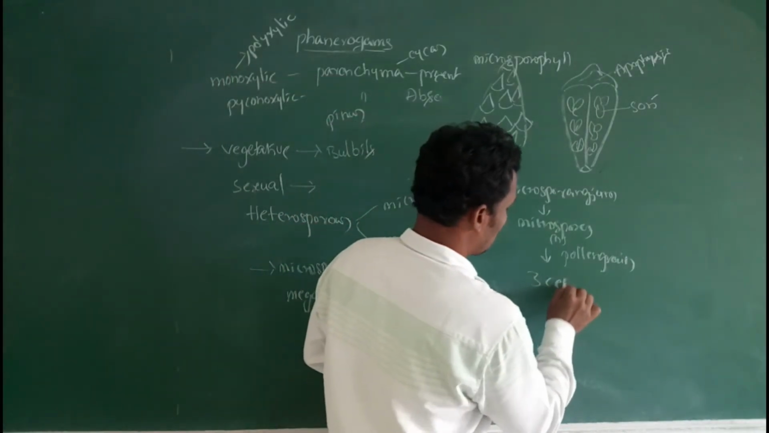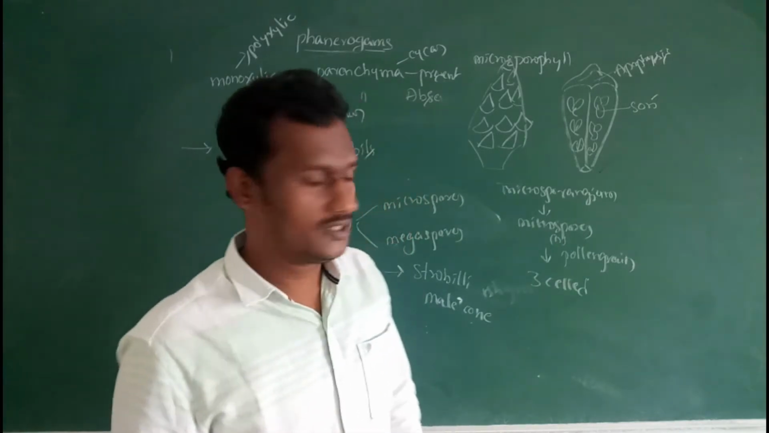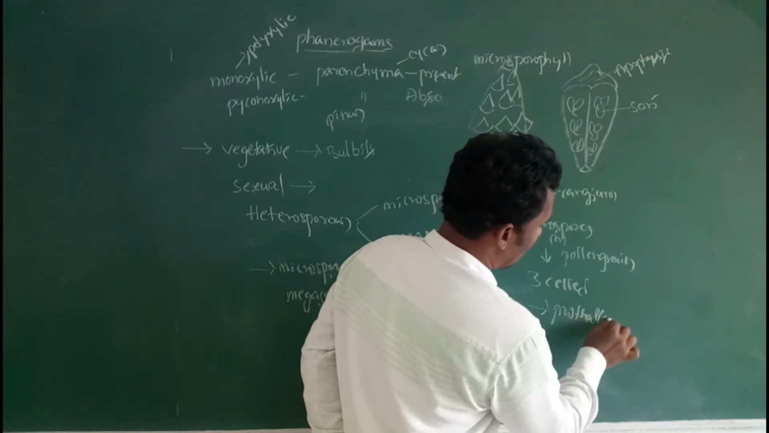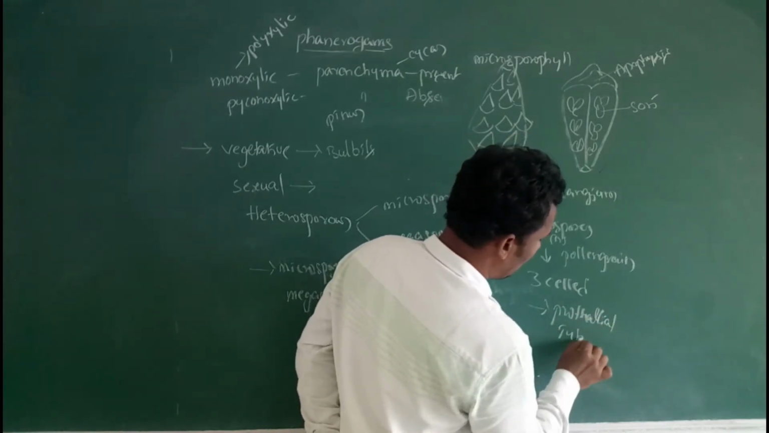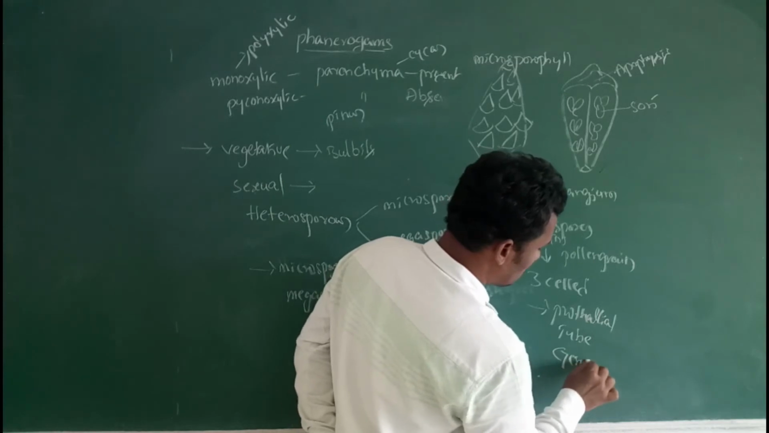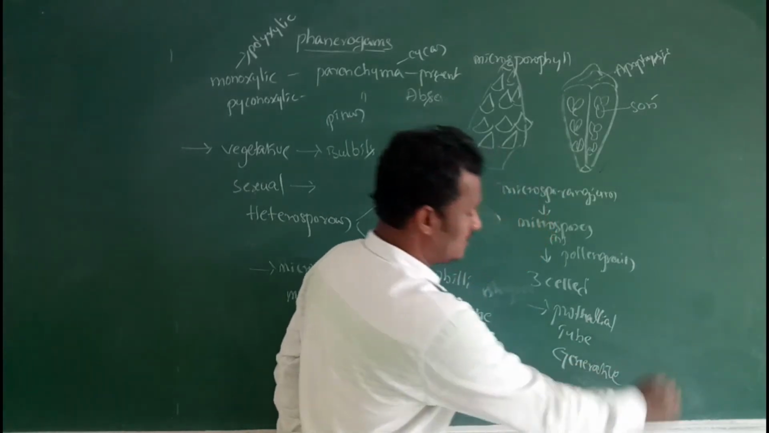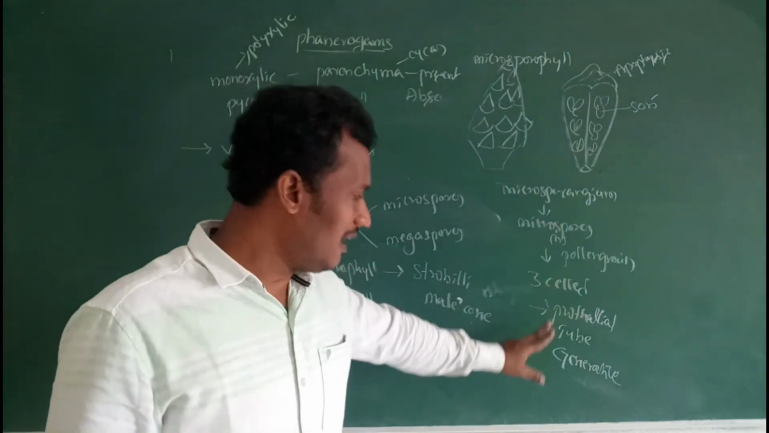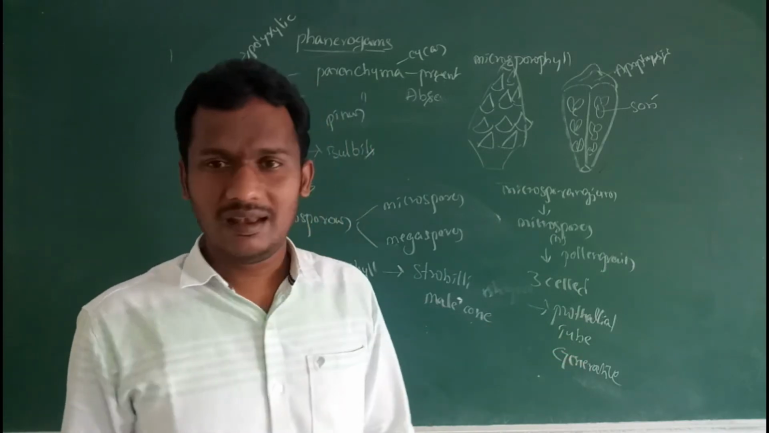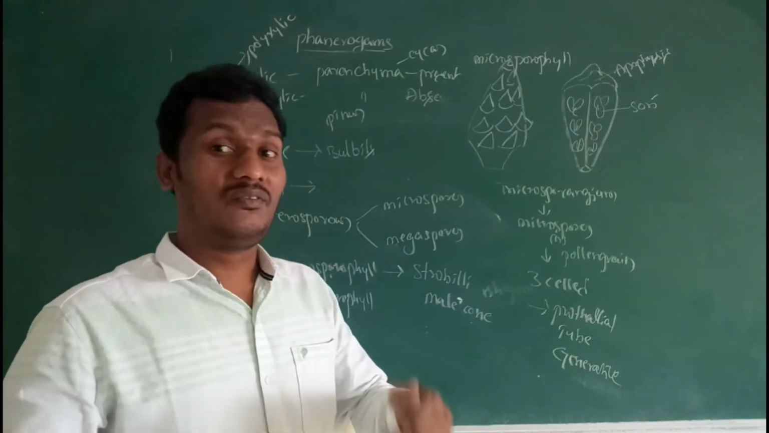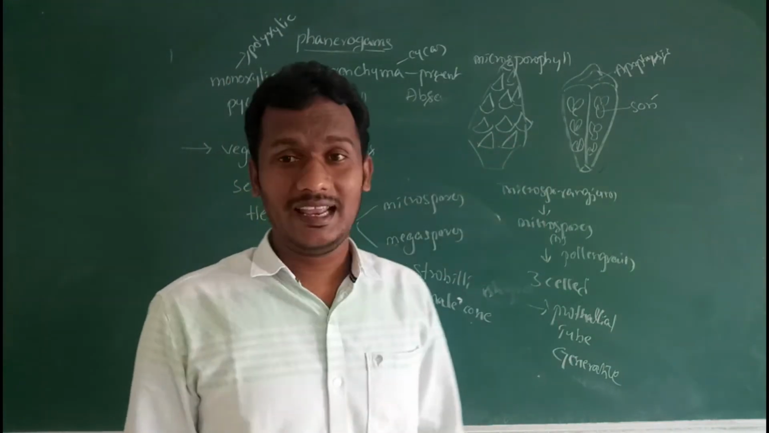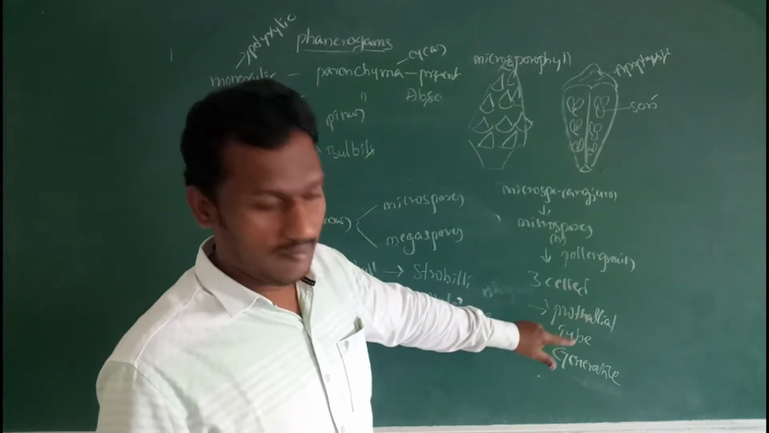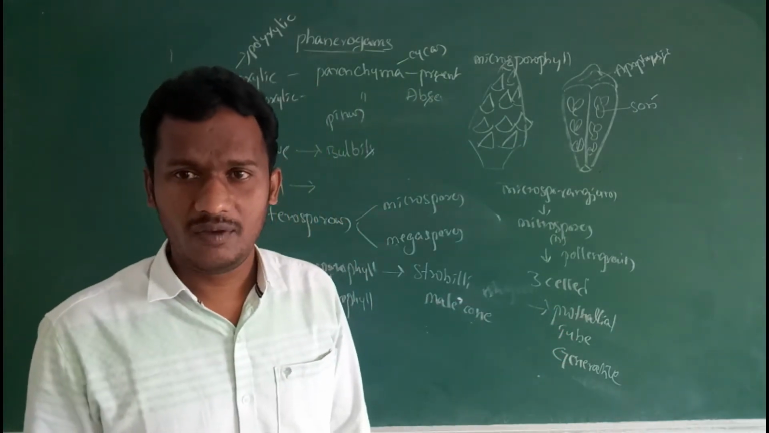Three-cell condition. One cell is the prothallial cell, next is the tube cell, and the third is the generative cell. Generally, in gymnosperms, pollen grains are shed in a three-cell condition: prothallial cell, tube cell, and generative cell. But in cycas, the pollen grain is shed in a four-cell condition: prothallial cell, tube cell, vegetative cell, and generative cell.